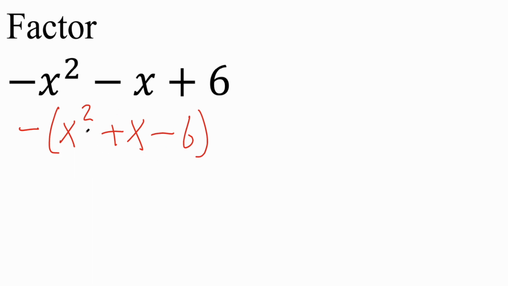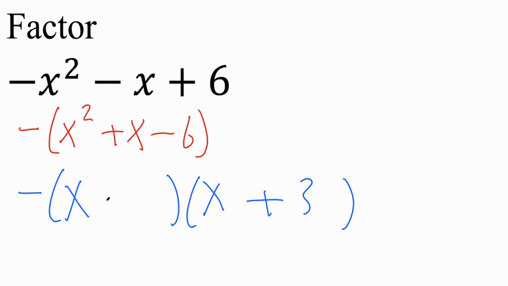Next, we're going to just factor this like normal. And so we're going to have a negative parentheses. The only way we can get an x squared is by an x and an x. So put an x, we'll put an x. Now we've got to think of two numbers that multiply to give us a negative 6. It's a little bit of trial and error. Let's just try positive 3 and a negative 2.